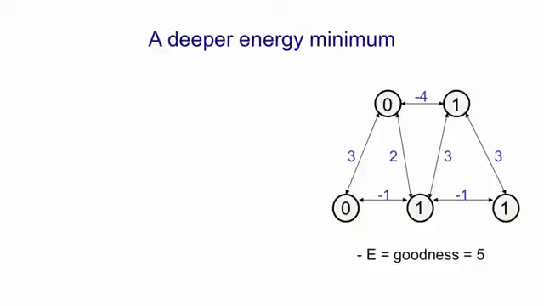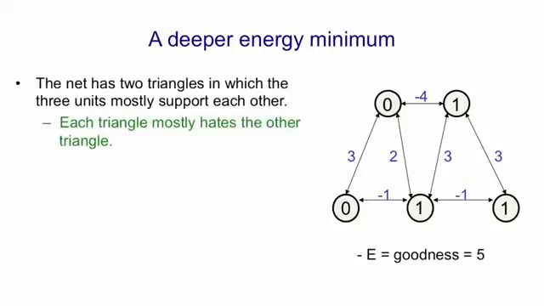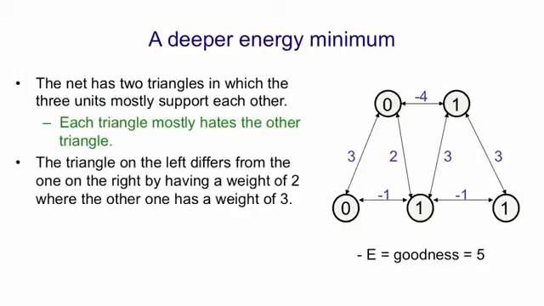The deepest energy minimum is shown on the right here, and it's when the other triangle of units that support each other is on. That has a goodness of 3 plus 3 plus -1 is 5. So that's a slightly better energy minimum. If you look at that net, you can see the net's composed of these two triangles, in which the units mostly support each other, although there's a bit of disagreement at the bottom. And each of those triangles mostly hates the other triangle, via that connection at the top. The triangle on the left differs from the one on the right by having a weight of 2 where the other one has a weight of 3, so the triangle on the right will give you the deepest minimum.